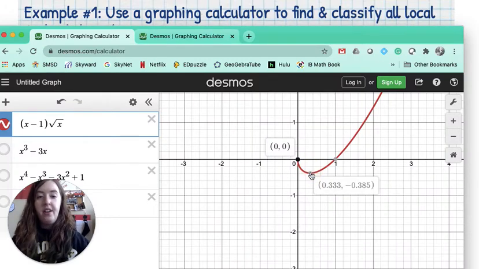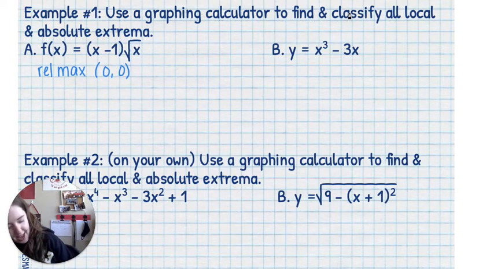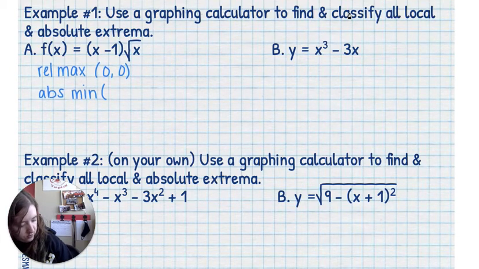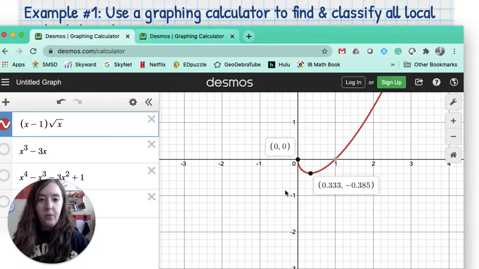Then we have another point right here, this guy. He is the lowest over the entire graph. So since he's the lowest over the entire graph, that makes him an absolute minimum. So we have an absolute minimum at, what was it, 1/3, negative 0.385.